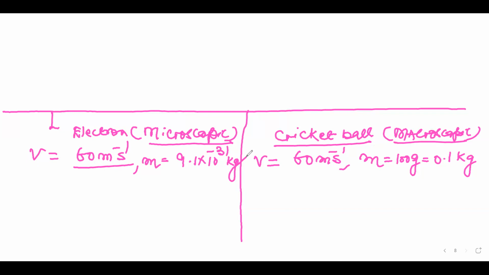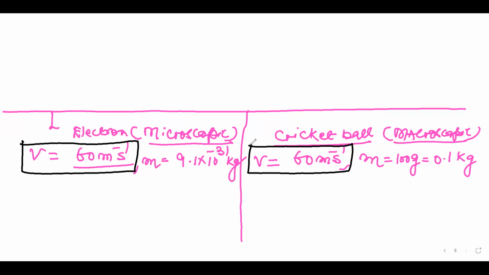यहाँ तक क्लियर हो रहा है आपको? Yes, sir. I have two different bodies moving with the same speed. ठीक है? ठीक है, तो I have electron as well as a cricket ball moving with the same speed, and now I'm going to calculate their wavelength. After I give you the values of the wavelengths, you are going to talk to me. ठीक है?